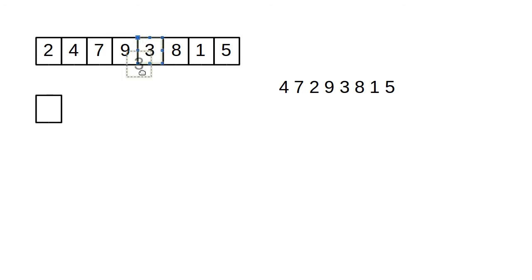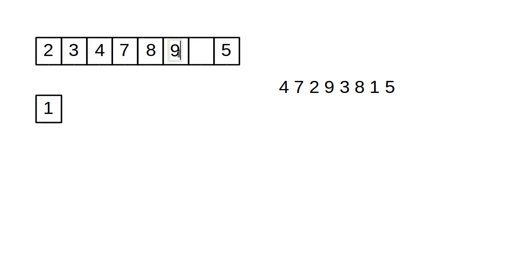So up next, the 3 comes down. 3 comes before 9. So the 9 moves back. 3 comes before 7. So the 7 moves back. 3 comes before 4. So the 4 moves back. 3 does not come before 2. So the 3 goes right there. Next up is the 8. So pull the 8 down. 8 comes before 9. So the 9 moves back. 8 does not come before 7. So it goes there.